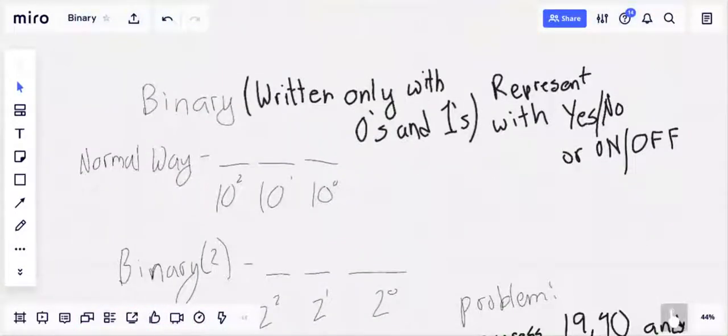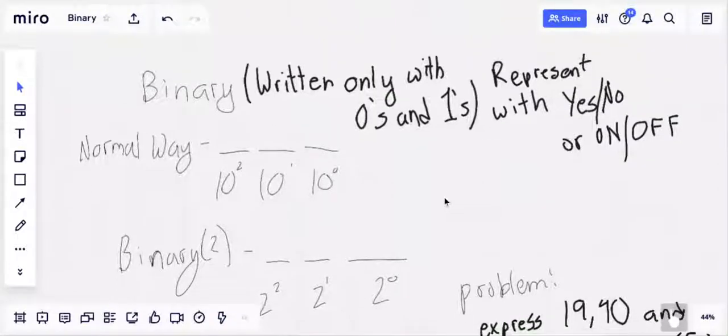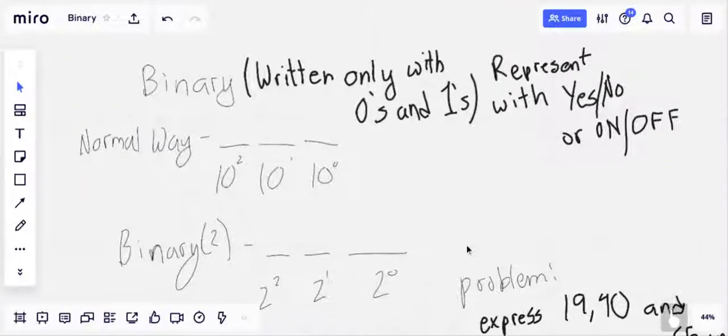Binary is a numeric system that only uses two digits, 0 and 1. Computers operate in binary, and they store data and perform calculations using only 0s and 1s. The 0s and 1s represent on and off, or yes or no, or true and false when they're written.